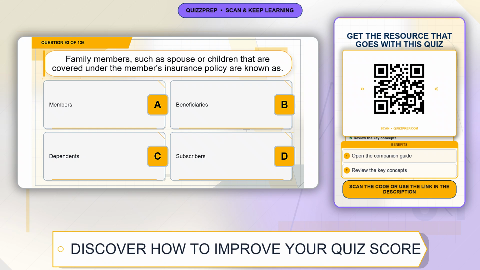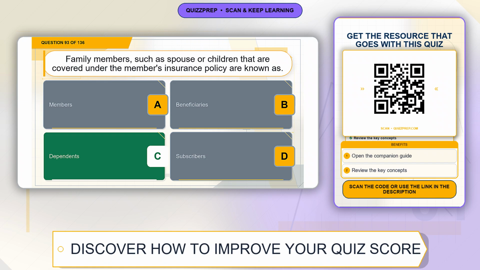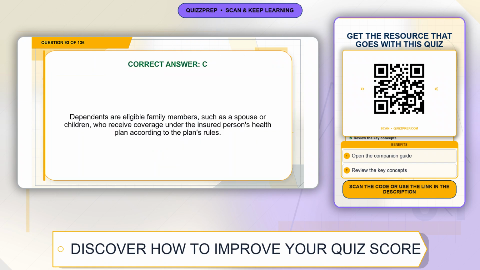Option B, beneficiaries. Option C, dependents. Option D, subscribers. The correct answer is option C, dependents. Explanation. Dependents are eligible family members, such as a spouse or children, who receive coverage under the insured person's health plan according to the plan's rules.